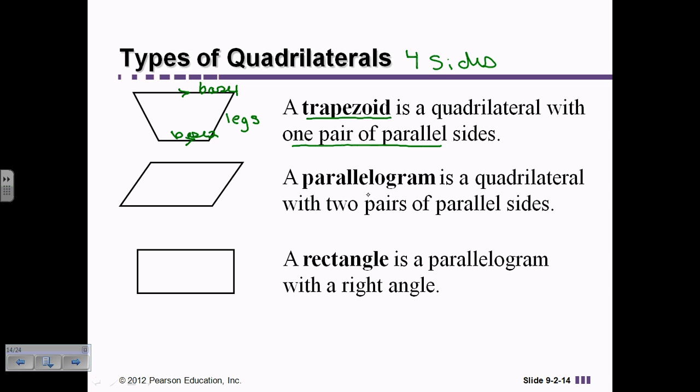A parallelogram is a quadrilateral or four-sided figure with two pairs of parallel sides. So the opposite sides are parallel, and then these sides are parallel. And I'm just using the arrows to show that sides are parallel. We also know that the top and the bottom of this are congruent or equal. So the opposite sides, it has two pair of parallel sides, and also opposite sides are congruent, are equal.